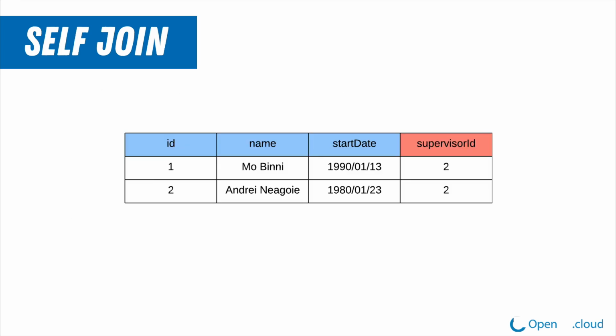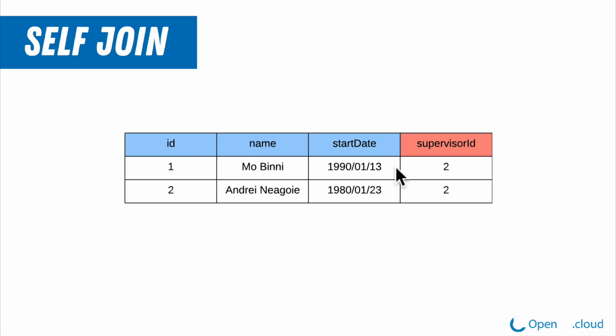Let's say you had a table where you had employees, and the employees had an ID. Now, you have Mo here and you have Andre. And let's say that Andre was the CEO of the company, and I was an employee. And let's say that we, in that same table, kept a reference to a supervisor ID. Who is supervising whom? Who is the manager of whom in the table?